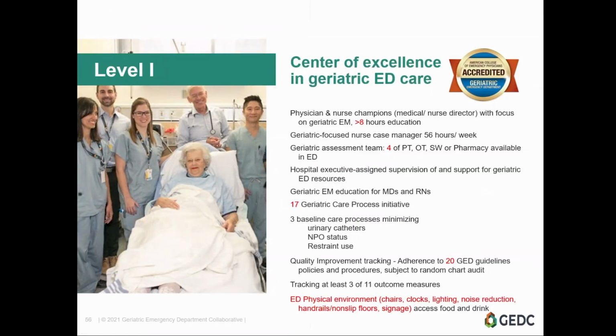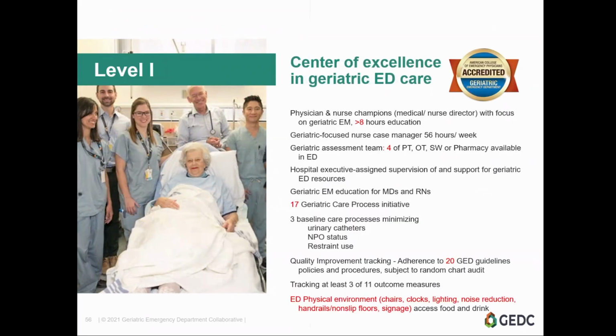So now you have to have more education. You have to have case managers, even more assessment teams. You have to have 20 initiatives, so 17 geriatric specific care processes in addition to the 3 baseline. You have to be ready for random chart audits, and there is a more rigorous QI process of adherence that's checked on. And you have to track multiple outcomes as well.